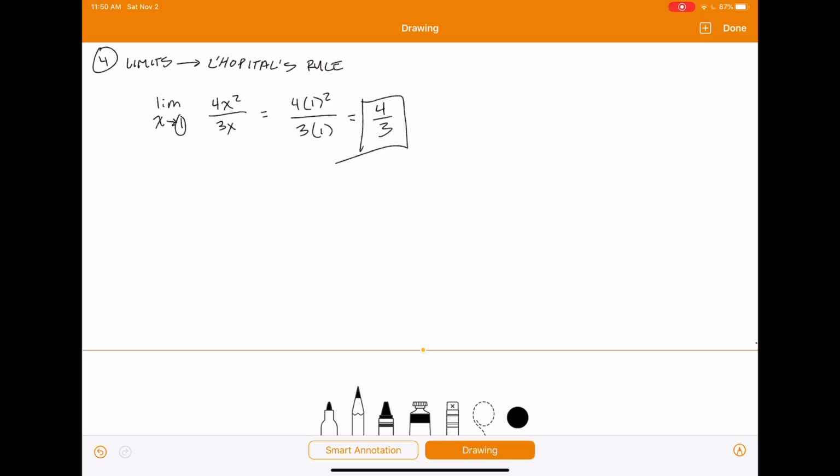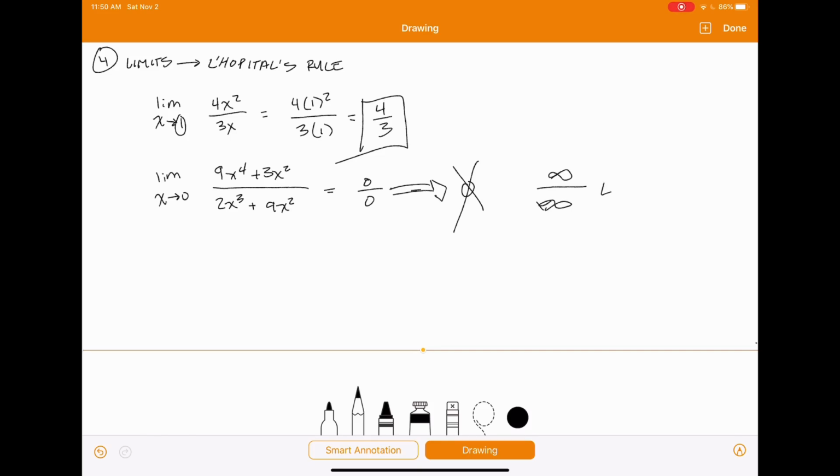All right, but if you come across something like this, limit as x goes to 0 of 9x to the 4th plus 3x squared all over 2x cubed plus 9x squared. Now when we plug in 0 everywhere, we get 0 over 0. A lot of times people will just go, oh, okay, so the limit equals 0. But that's not right. When you end up with a 0 over a 0 or infinity over infinity, you have to use L'Hopital's rule.